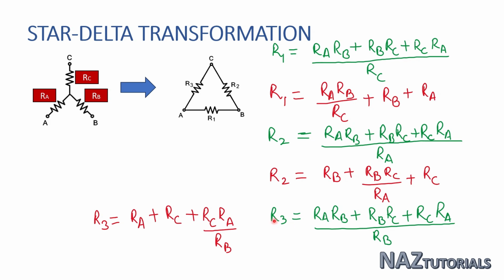Now see the resistance R3, that is between point C and A, that is RA-RB plus RB-RC plus RC-RA divided by the remaining point resistance RB. So here you can derive R3 is the resistance between point A and C, that is RA plus RC plus RC-RA divided by RB. So these are the formulas for star to delta transformation.